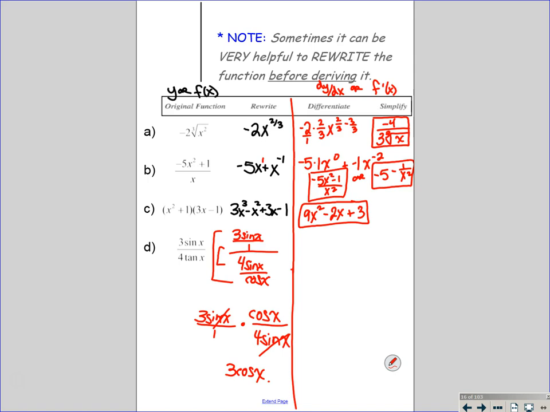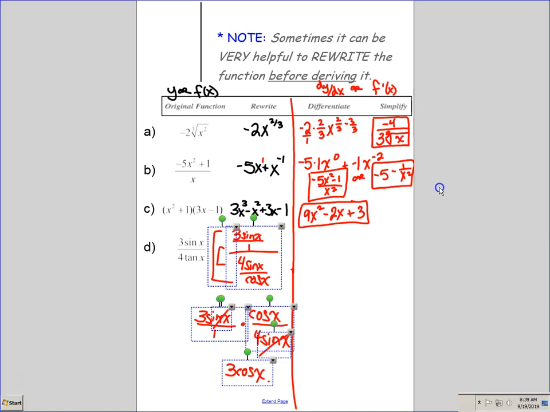So wait a minute, hold on. That's not even the derivative, is it? No. Why am I going to select all of this stuff and make it black instead of red? It's just the original function. So what do I still need to do?